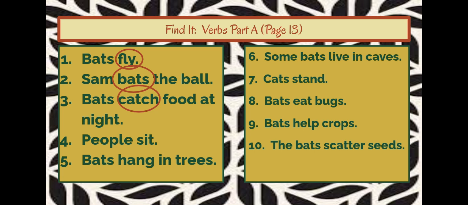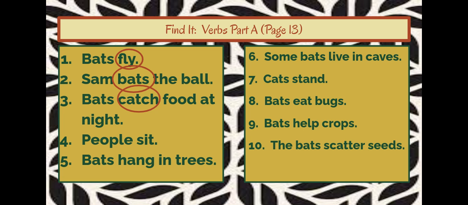Continue to follow along with your pencil and circle each verb that you hear as I read the rest of the text. Bats hang in trees. What word answers the question, what does it do? Some bats live in caves. What word answers the question, what did they do? Cats stand. What word answers the question, what do they do?